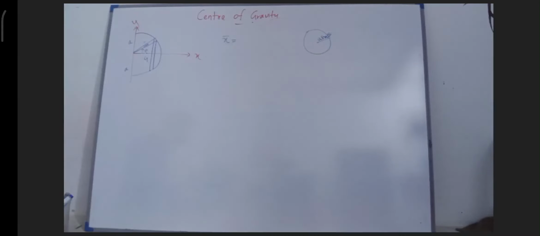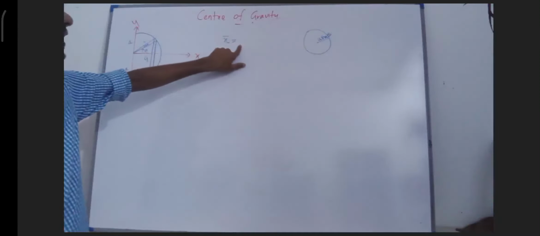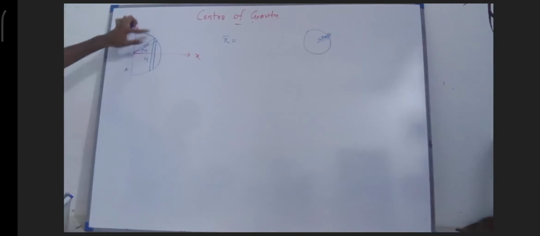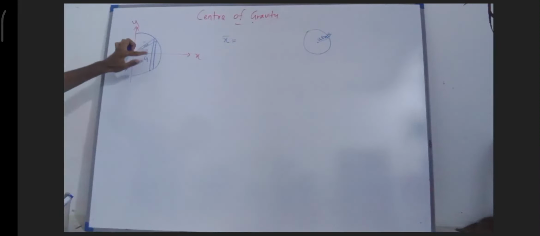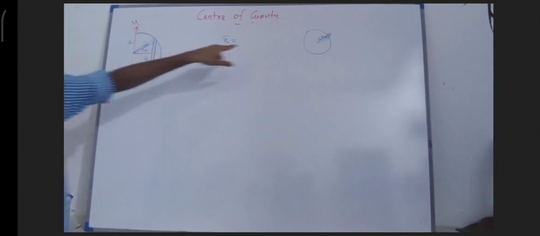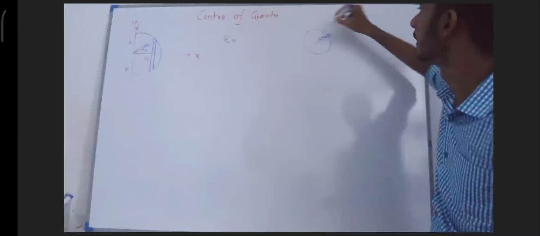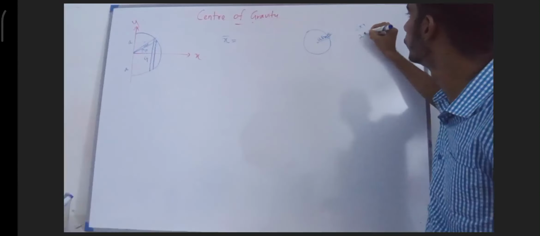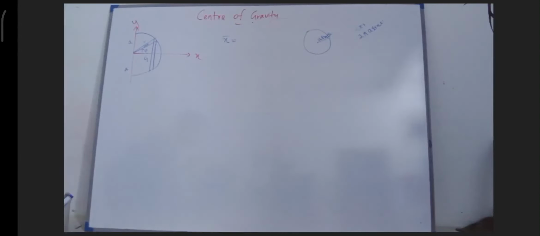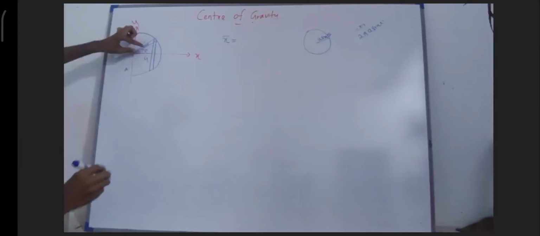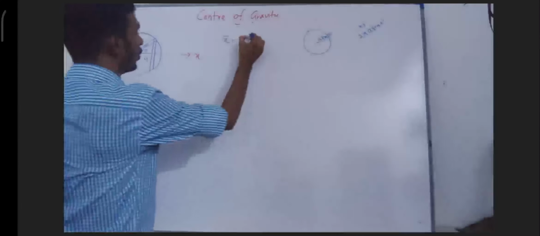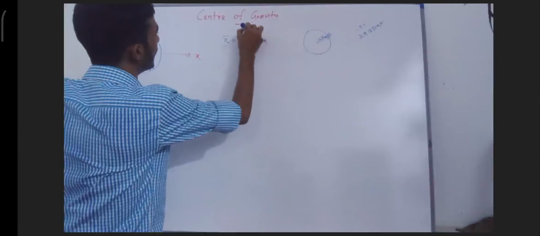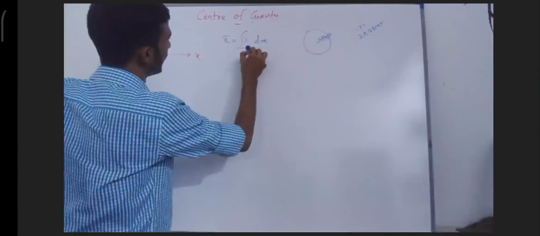Now what I have to do is x into dm. So x means this total length. The total length would be 2 pi r; normally you know the circumference of a circle is 2 pi r. So here it is 2 pi a sin theta. And x is equal to a cos theta. So you normally write x into dm integration, and here integration dm.